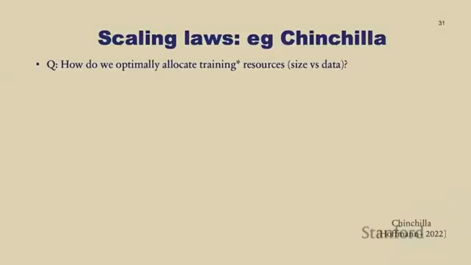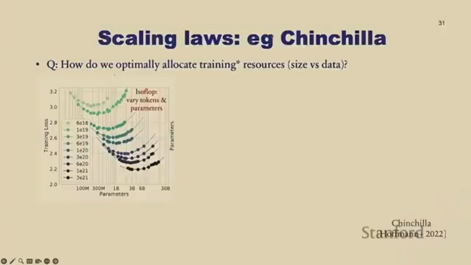Another really cool thing you can do with scaling laws is ask yourself how to optimally allocate training resources. Should I train larger models? Because we saw that it's better when you train larger models, but we saw that it's also better when you use more data. So which one should I do? Should I just train a smaller model on more data, or should I train a larger model on less data?